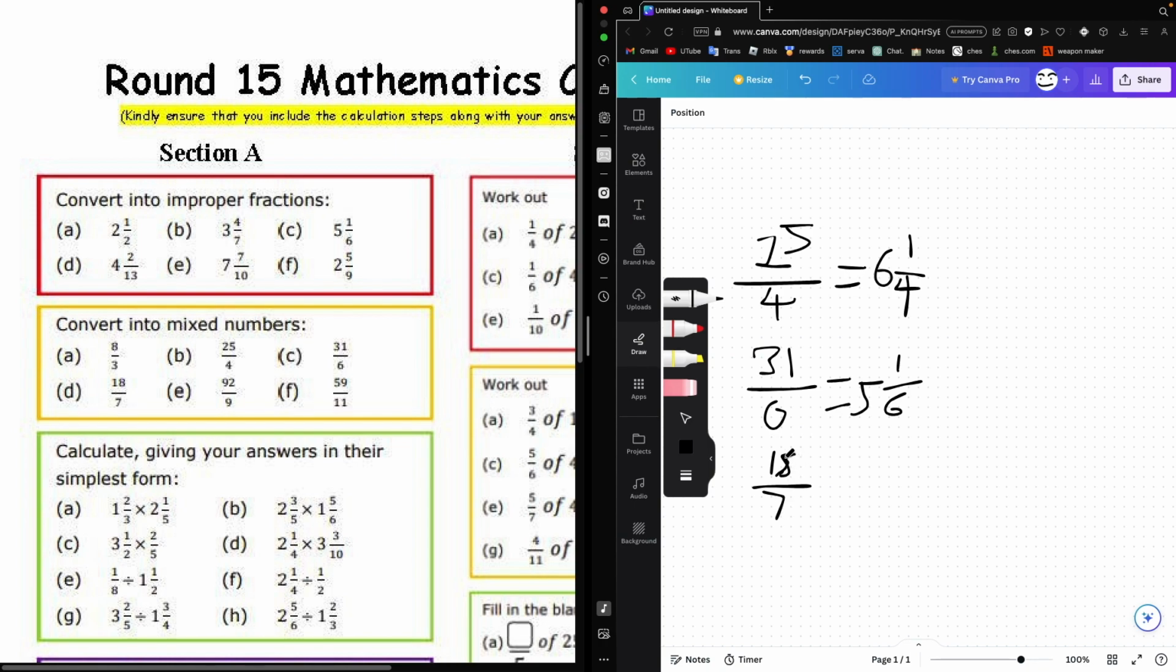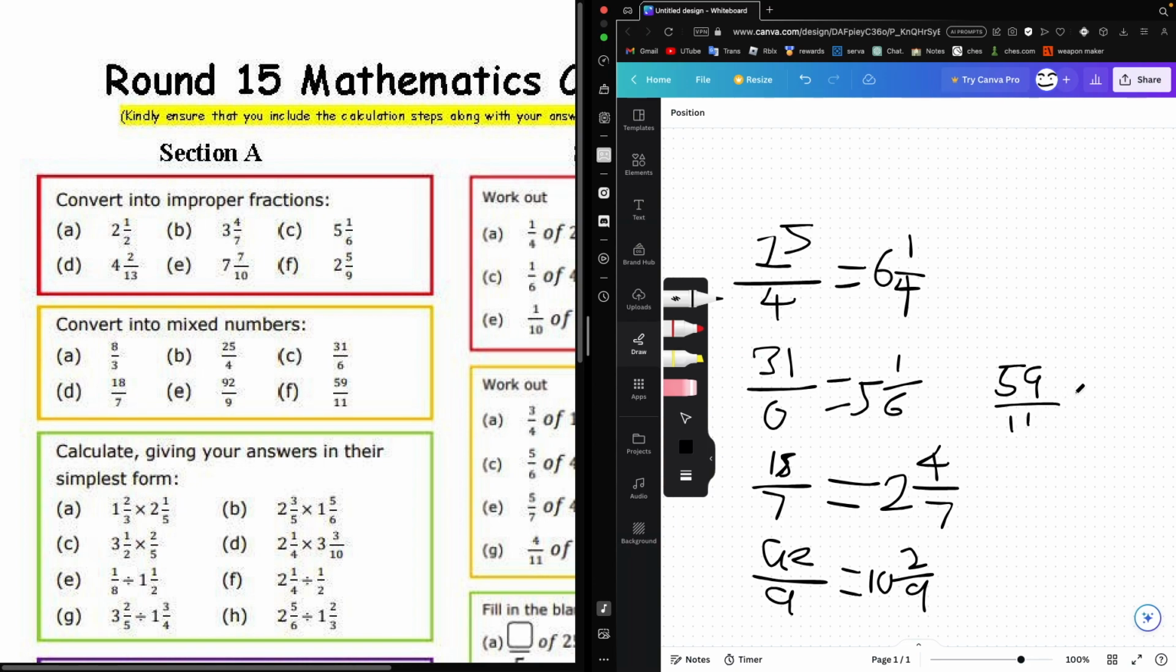D, 18/7. Same thing. 7 times 2, 14, 18 minus 14, 4 over 7. Next, 92/9. We still take 92 divided by 9, which will equal 10, because 9 times 10 is 90. Then we are left with 2 over 9. Lastly, 59/11. 11 times 5, 55. So we have 5, then we are left with 4 over 11.